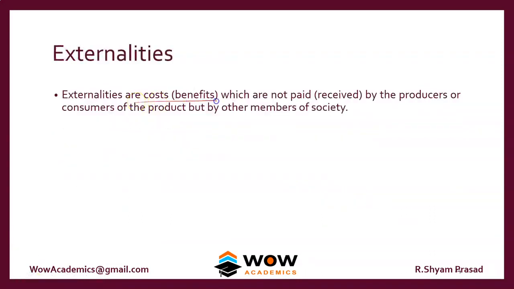So externalities are costs or benefits which are not paid or received by the producer or the consumers of the product but by other members of the society. For example, you smoke but other people get cancer. You consume alcohol but your family gets affected in terms of mental health. What happens is the company produces the item but it creates unintended problems, and that is called externalities. But sometimes it can also be positive.